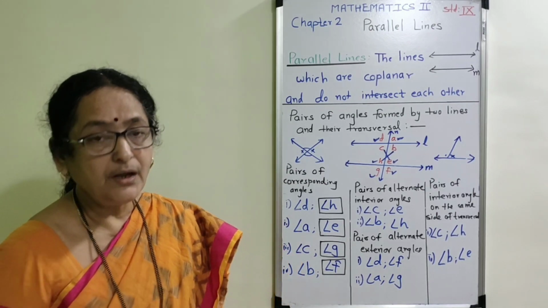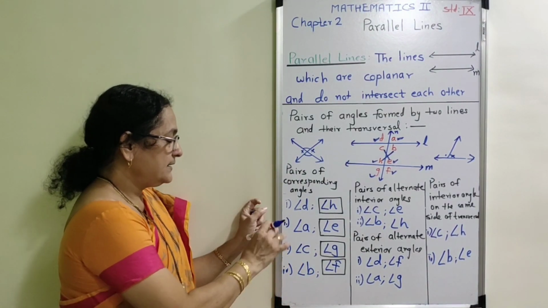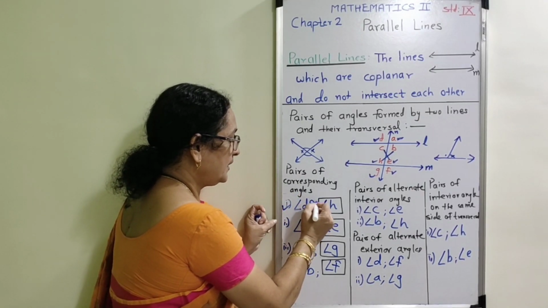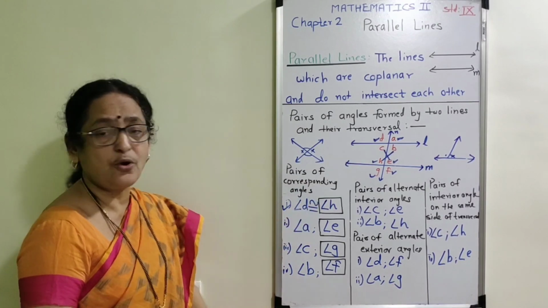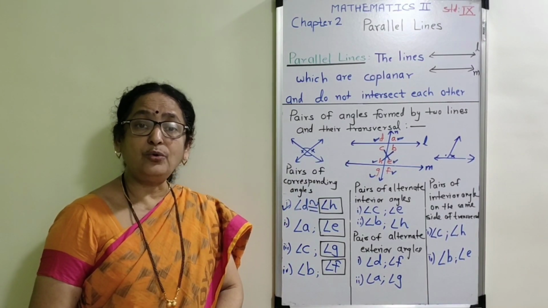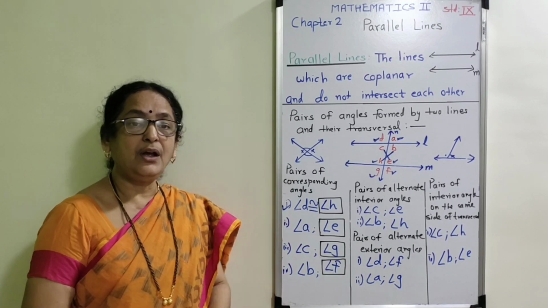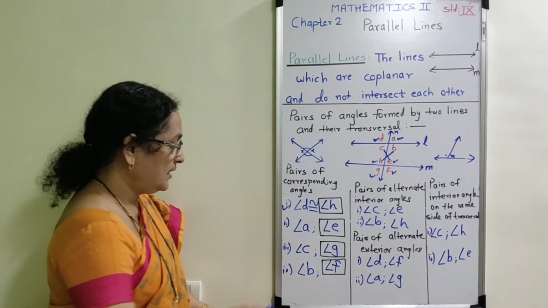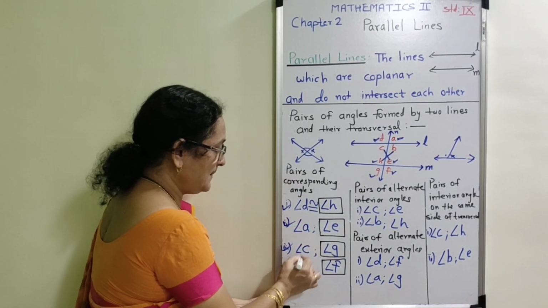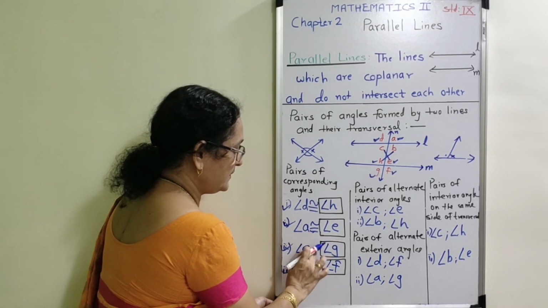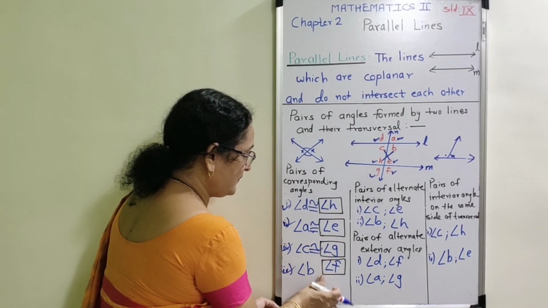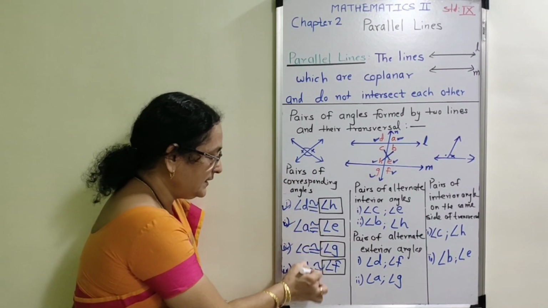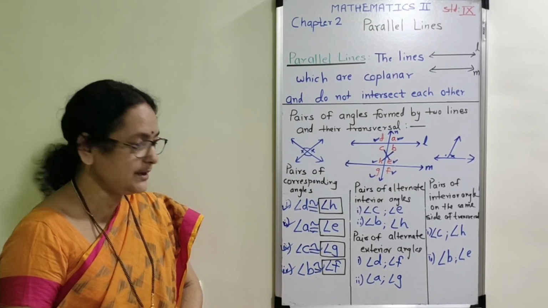Now, if they have given that from these four pairs, one pair is congruent, if they have given angle D is congruent to angle H, that means out of 4 pairs, one pair of corresponding angles is congruent to each other. If this is given, then ultimately the remaining 3 pairs are also congruent to each other. This is the next property we are going to learn. When one pair of corresponding angles is congruent, the remaining 3 pairs are also congruent to each other.